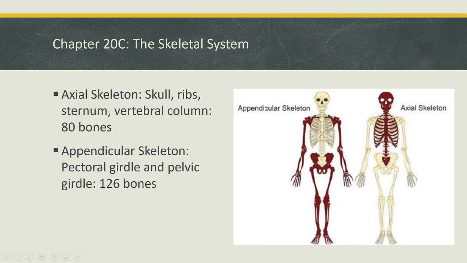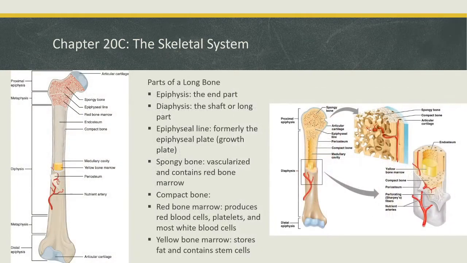And then your appendicular skeleton, the maroonish stuff on this one, is made up of your pectoral girdle. So that would be like your shoulder blades, clavicle, and arm and hand bones on both sides. And then your pelvic girdle, and that would be your hip bones or like your pelvis, your sacrum, and then your leg and feet bones on both sides. So appendicular and axial skeleton. In total, we're talking about 206 bones total in the human body.